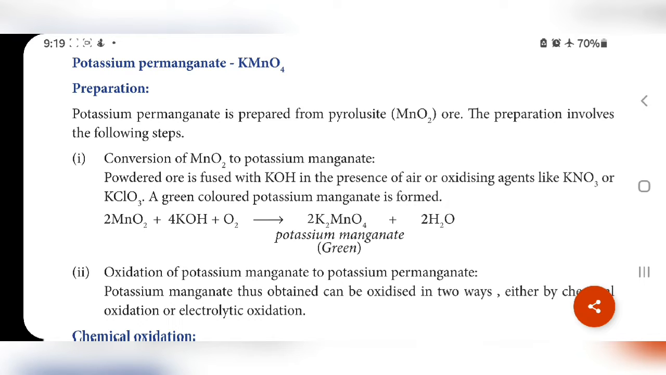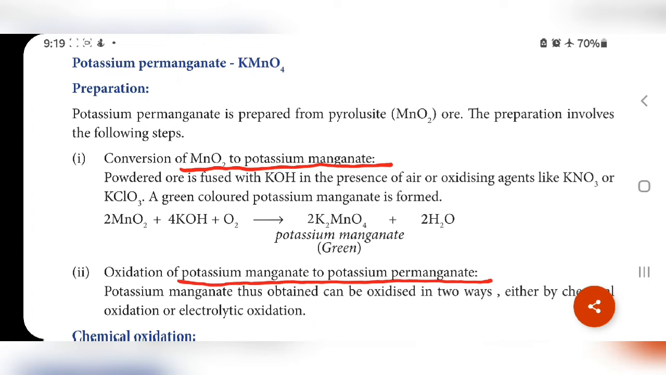Potassium permanganate is prepared from pyrolusite, that is MnO2 ore. The preparation involves the following two steps. In the first step, conversion of MnO2 to potassium manganate. In the second step, oxidation of potassium manganate to potassium permanganate.